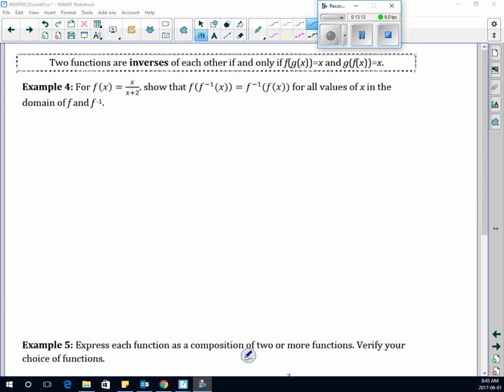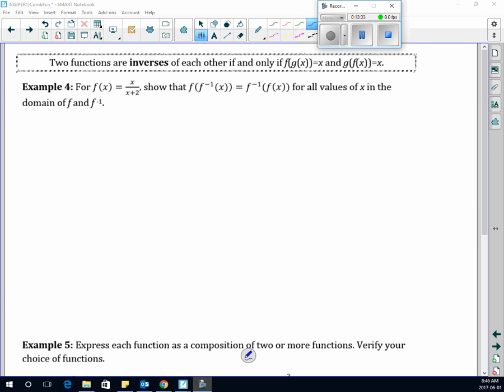Okay, so here's a new definition of inverses. Two functions are inverses of each other if and only if f of g of x equals x and g of f of x equals x. So let's think about this for a second. What does this really mean?